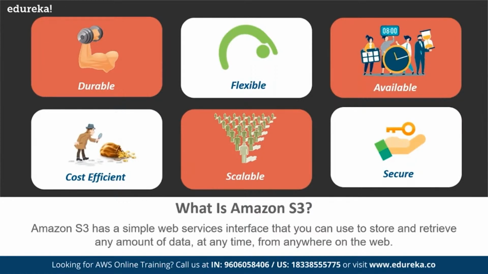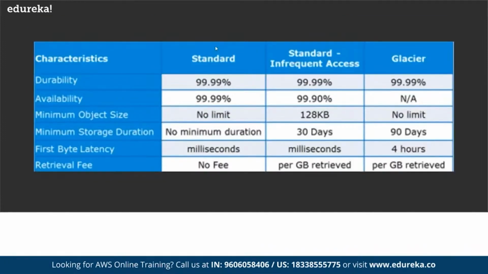All right. Now in S3, we have multiple classes: standard, infrequent access, and Glacier. Let's understand this in a better way, and for that, let's move to our Picasso mode. In storage options, we have three classes: standard, infrequent access called IA, and then Glacier.